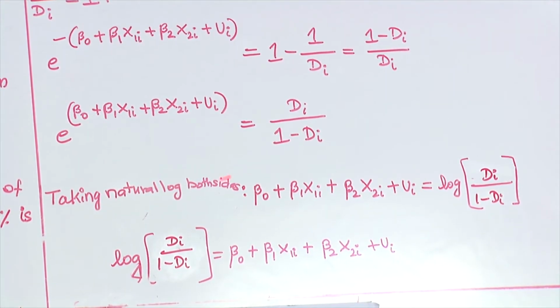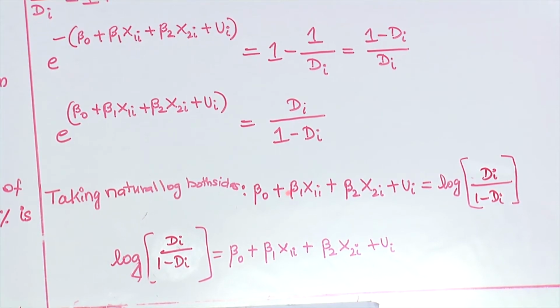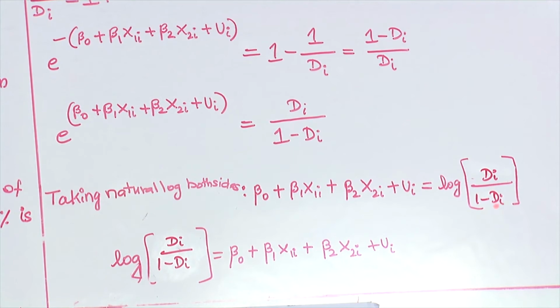Taking natural log both sides, we get beta 0 plus beta 1 x1i plus beta 2 x2i plus ui equal to log of Di divided by (1 minus Di). Natural log is the inverse of the anti-log function. Actually, the exponential is the anti-log function, and so the log and anti-log will get cancelled, and you get this expression. So, now it can be written as log of Di by (1 minus Di) is equal to beta 0 plus beta 1 x1i plus beta 2 x2i plus ui.